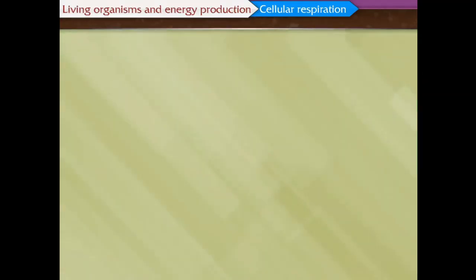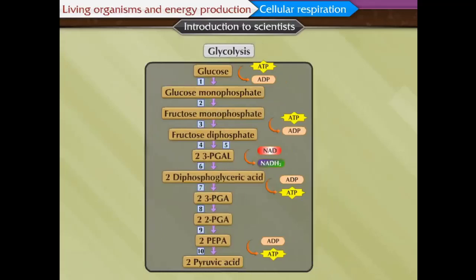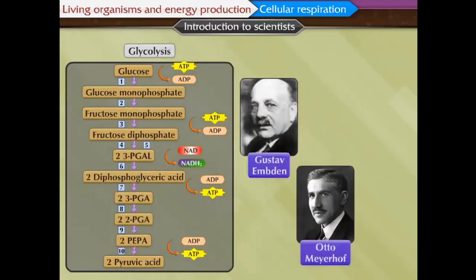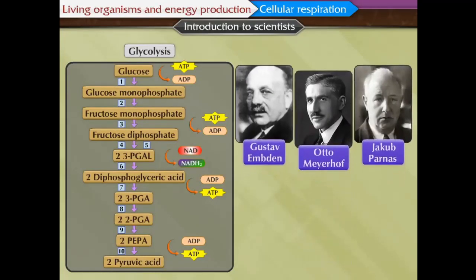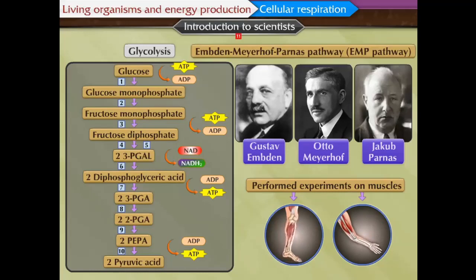Introduction to scientists. The process of glycolysis was discovered by three scientists, Gustav Embden, Otto Meyerhof, and Jacob Parnas, along with their colleagues. For this purpose, they performed experiments on muscles. Hence, glycolysis is also called the Embden-Meyerhof-Parnas pathway or EMP pathway.